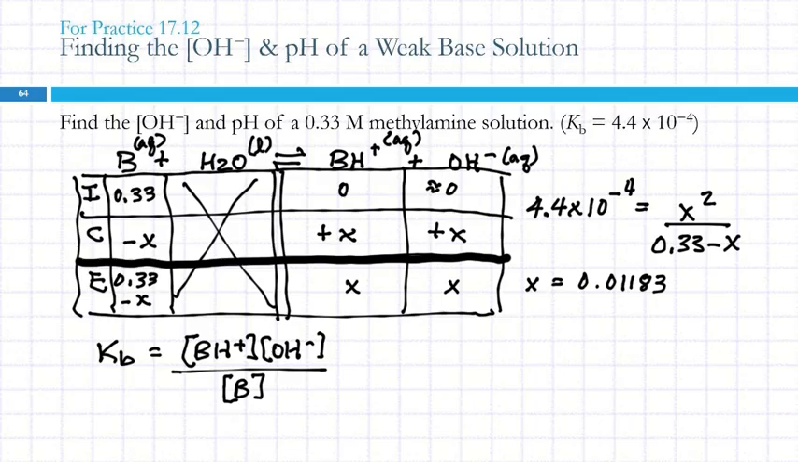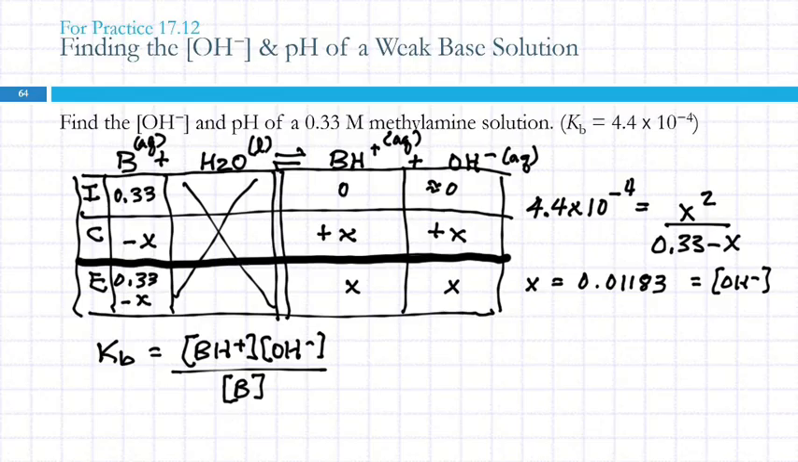What does X represent? The change, and also the equilibrium concentration of hydroxide ion. So this is the hydroxide ion concentration that we're looking for. Then we need the pH. You can convert this to hydronium ion concentration using Kw, or you can just do pH plus pOH equals 14.